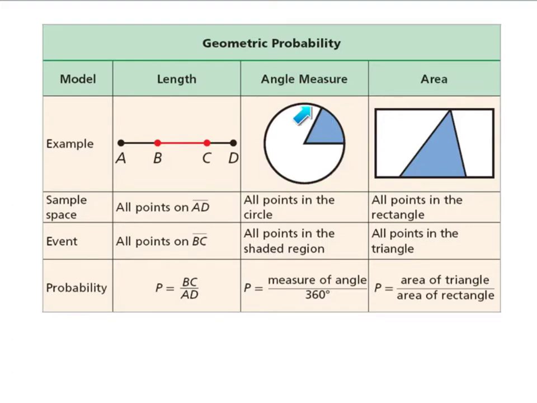The last possible model is the area model. If I talk about the sample space, we're going to deal with the whole entire rectangular area. I'm interested in the probability of a point sitting in the shaded triangle, so that would be my event, all the points in my triangle. The probability would be the area of the triangle divided by the area of my rectangle.